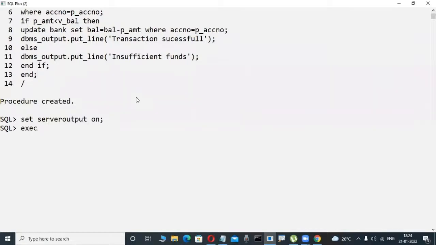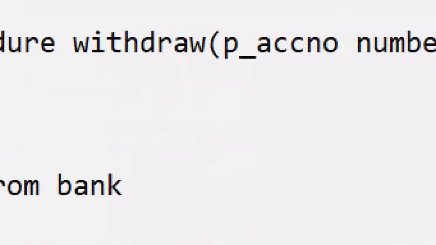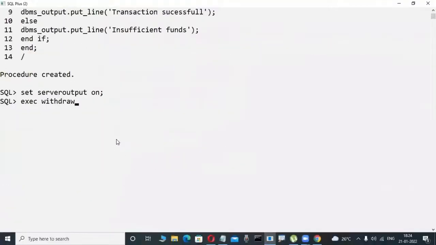Here I'm executing: exec procedure name withdraw. Okay, fine. I'm calling this procedure withdraw. You may not have an idea about all these things, just observe it here. Withdraw is there or not? That is the name of the program I'm giving. Here I'm passing my account number 1001, comma, and I try to withdraw 9,000 rupees, for example.